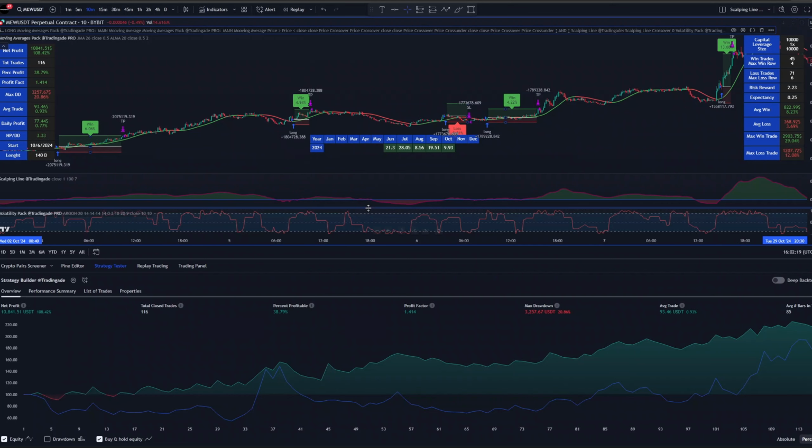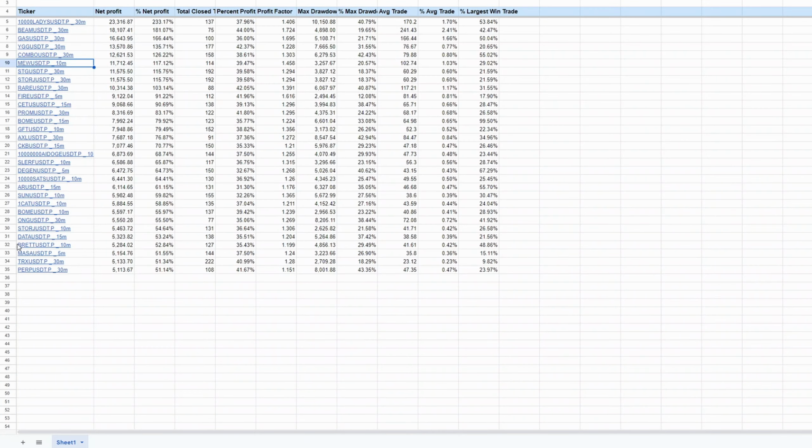Hope that this strategy will continue to be profitable, and we will check it later. We can always monitor these backtest results just by clicking on the ticker and by opening in a new tab. It can be a pretty cool tool to monitor our strategy.